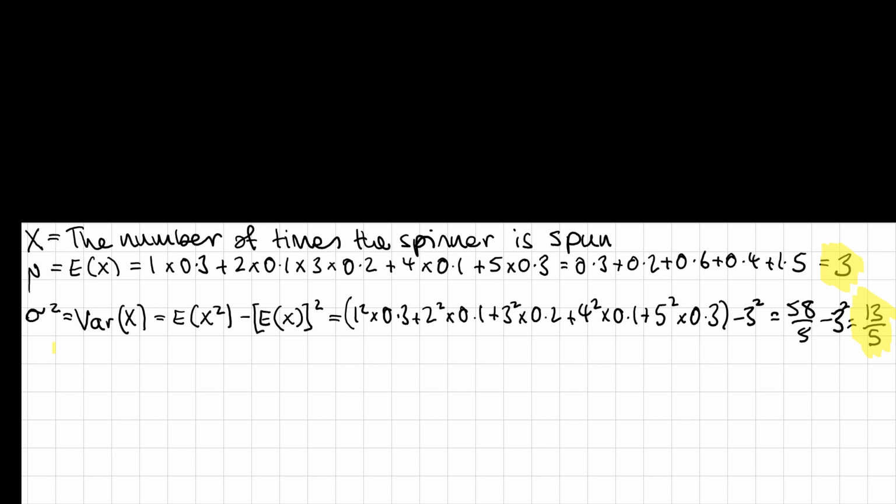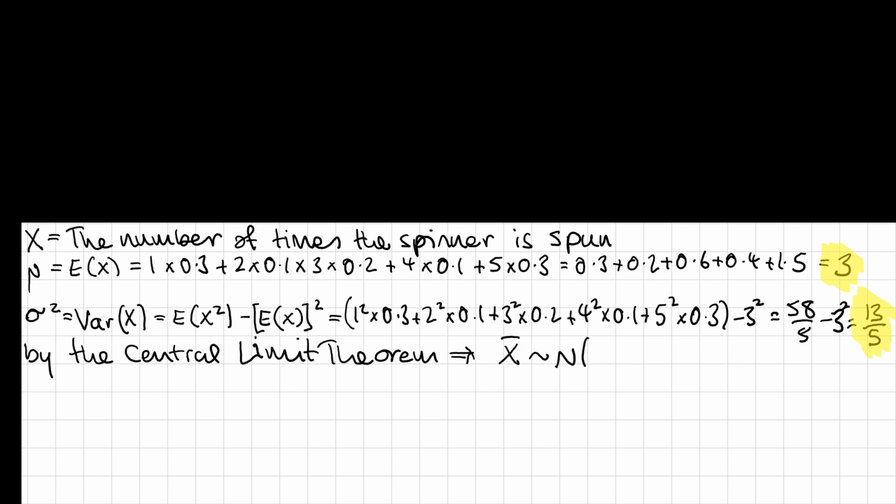So the sample mean is going to be normally distributed, so I should write by the central limit theorem. Rather than just write it out, I should state that I'm now using the central limit theorem. The sample mean is normally distributed with a mean which is going to be E of X, 3, and a variance of 13 over 5 divided by n. Now the spinner was spun 80 times, so my sample size is 80.